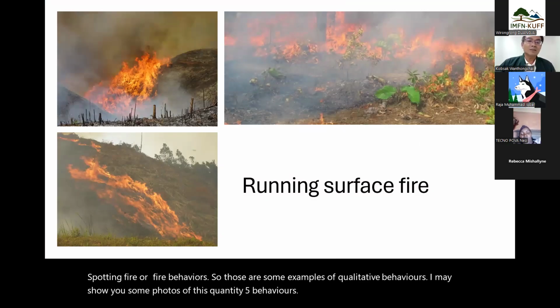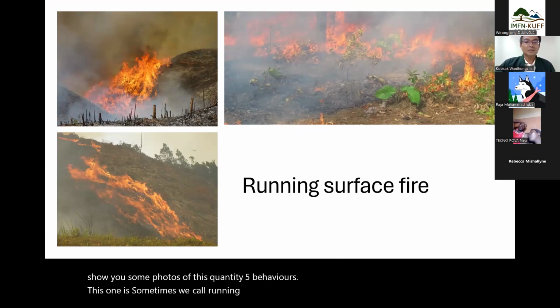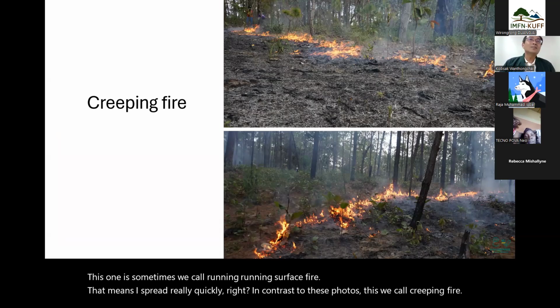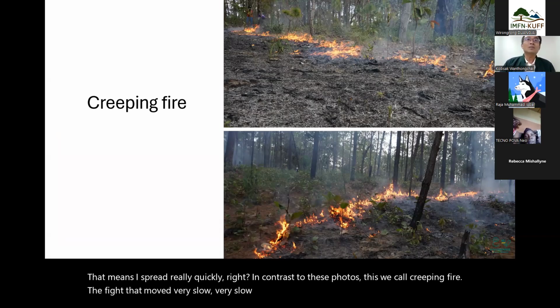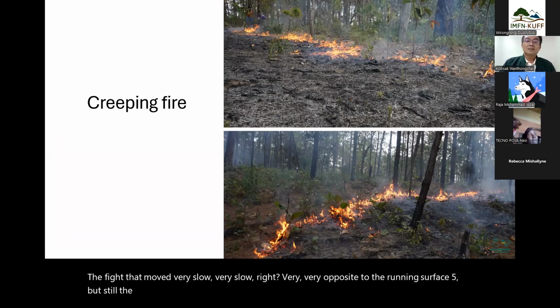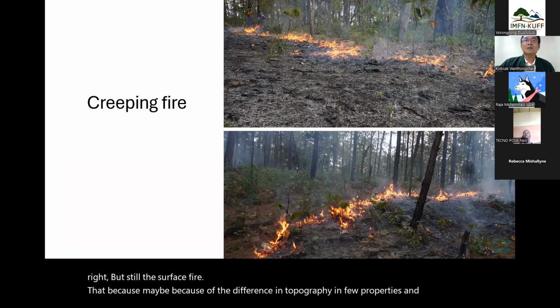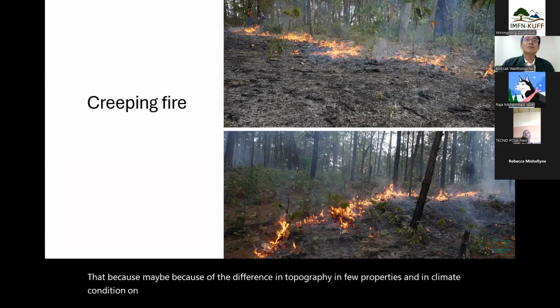This one we sometimes call a running surface fire. That means the fire spreads very quickly, right? In contrast to this photo, we call this a creeping fire, a fire that moves very slowly, the opposite of the running surface fire, but still a surface fire. But maybe because of differences in topography, fuel properties, and climate conditions at that time, the fire behaves in different manners.